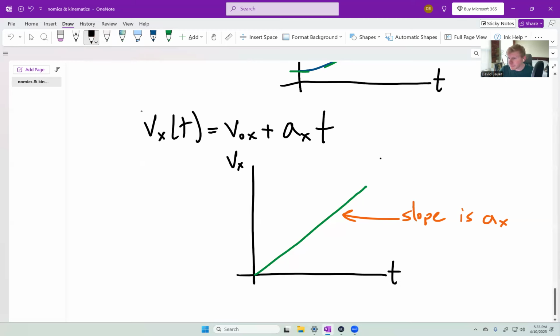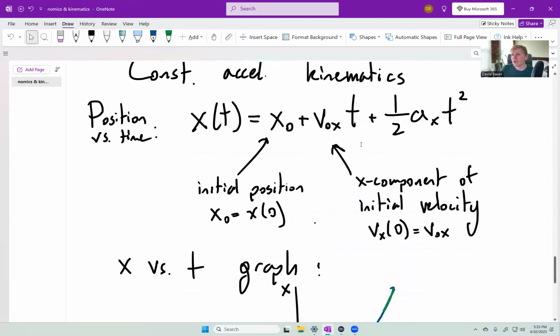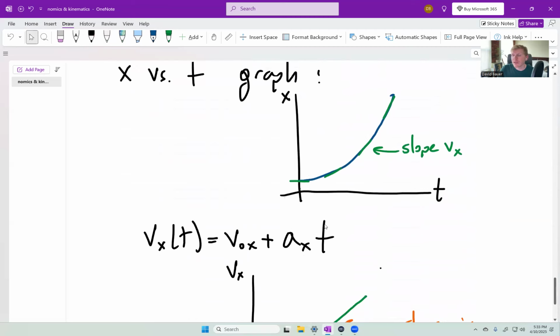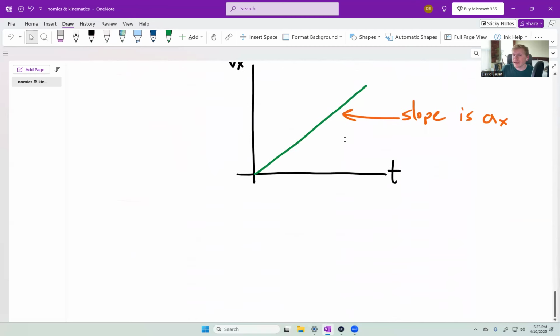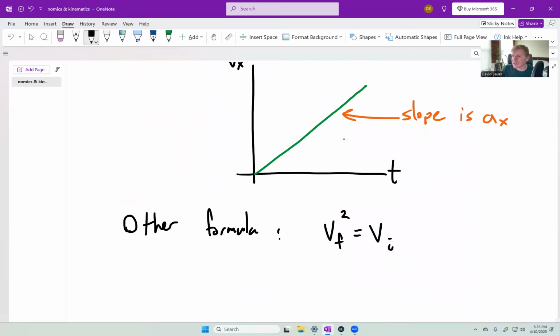Okay. There's another kinematic formula which I can get by eliminating time from these two equations. So I could solve for time from one of them, plug it in the other, and I get this other kinematic formula which says the square of the final speed is equal to the square of the initial speed plus 2 a sub x delta x.